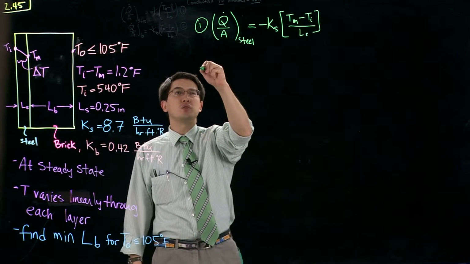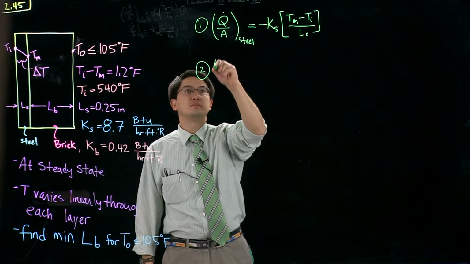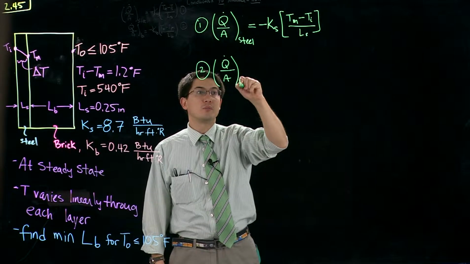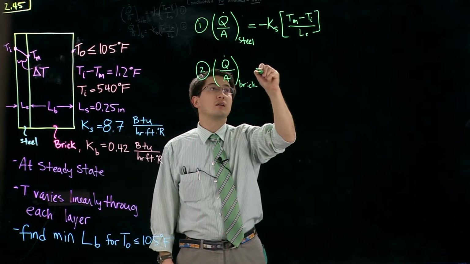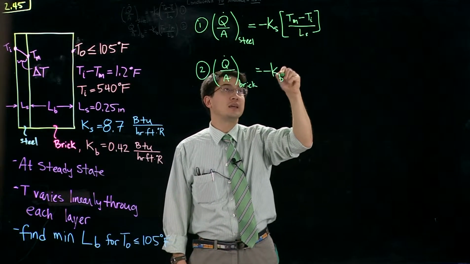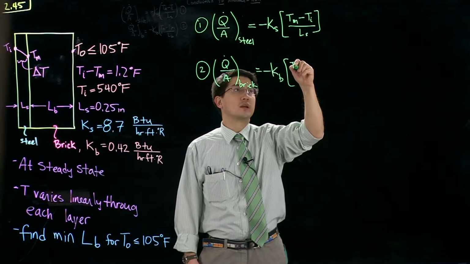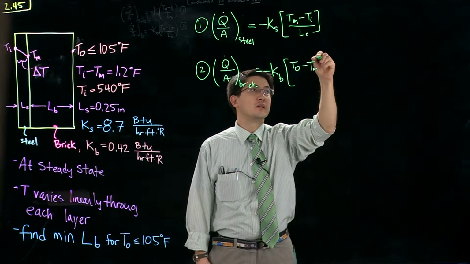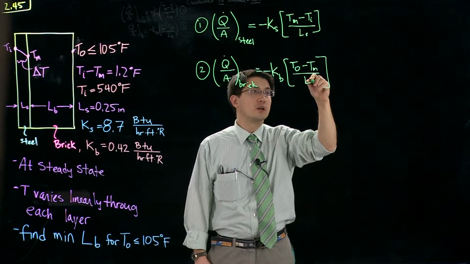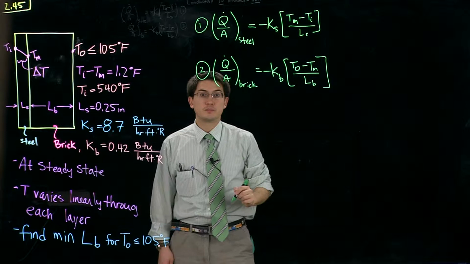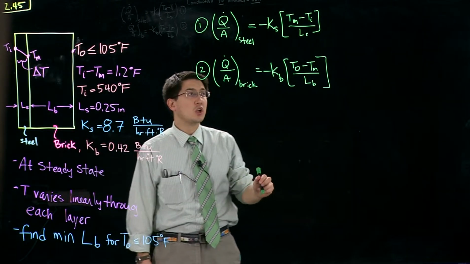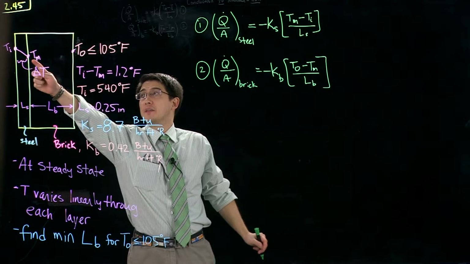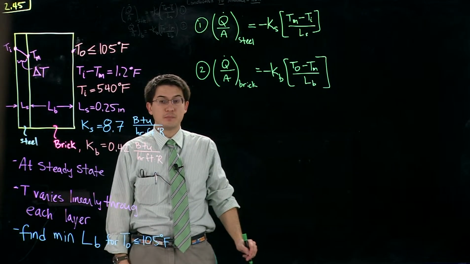I can say equation 2. Very similar, Q dot over A, this time of the brick. It's going to look very similar, Kb, this time T outer minus Tm all over length of the brick, what we're looking for. Okay? We don't know this term right here. We do know at the interface they have to be the same.